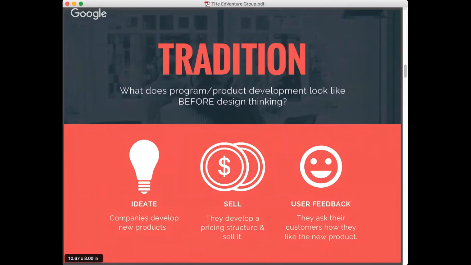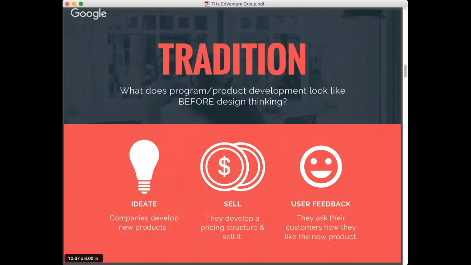So traditionally, what did program and product development look like in a regular business before we started switching over to design thinking? So you have an idea, a company comes up with a new product, and they say, my product's great, I'm going to sell it to everybody. So they do that. Then next step, they sell it. They develop a pricing structure and they sell their product. And then they get some feedback from the users about how well they liked the new product. So this is a very standard way of creating and selling products within any kind of organization, whether it's a service or an actual viable product that you can hold in your hand. That's the traditional way of designing programs and products.